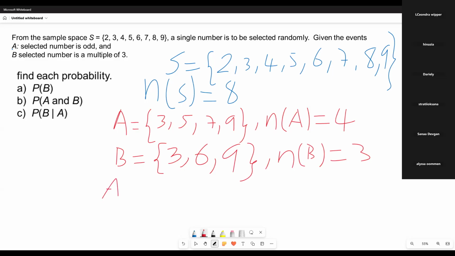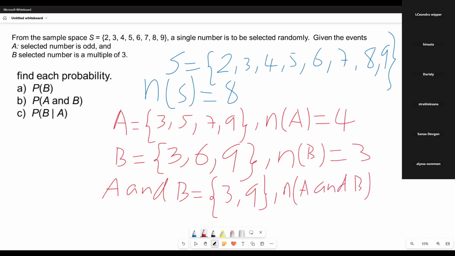Now, we look at the 2 events. What do you observe? Do you think they are mutually exclusive events? Yes or no? No. 3 and 9. So n of A and B equals 2. Right? Yes. Is this clear? Now, what they ask is to find each probability.